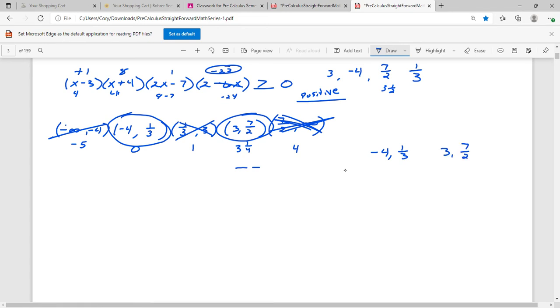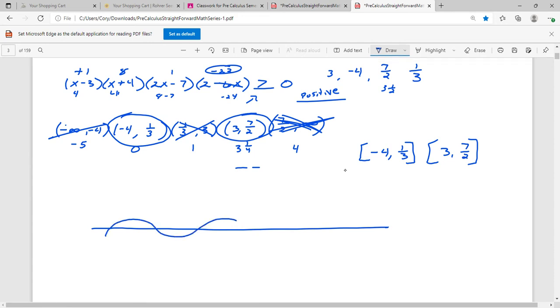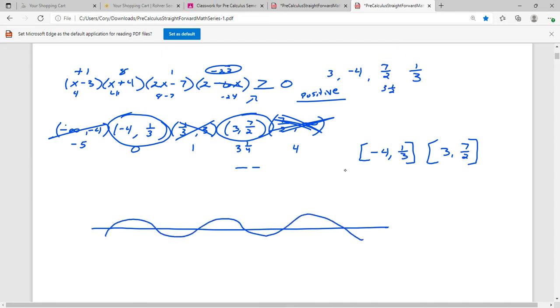Now for this one, it is greater than or equal to, so we're going to use square brackets for that one. And that's it. Now what this is really talking about is if we had a graph that looked like that, and we've got all these points.